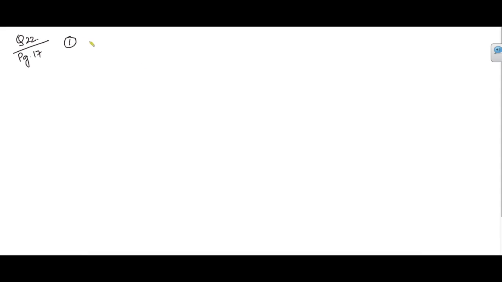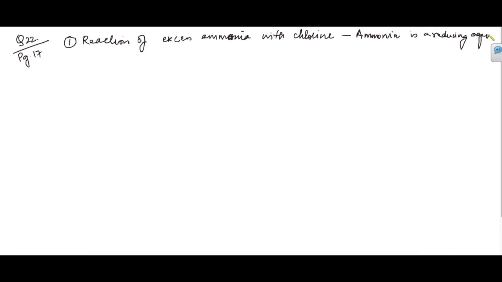All right. So the first part is the reaction of excess ammonia with chlorine. And here they have also mentioned that ammonia is a reducing agent. The question is there in the textbook, so all of you can refer to it. Like I said before, the question will always tell you what the steps are.